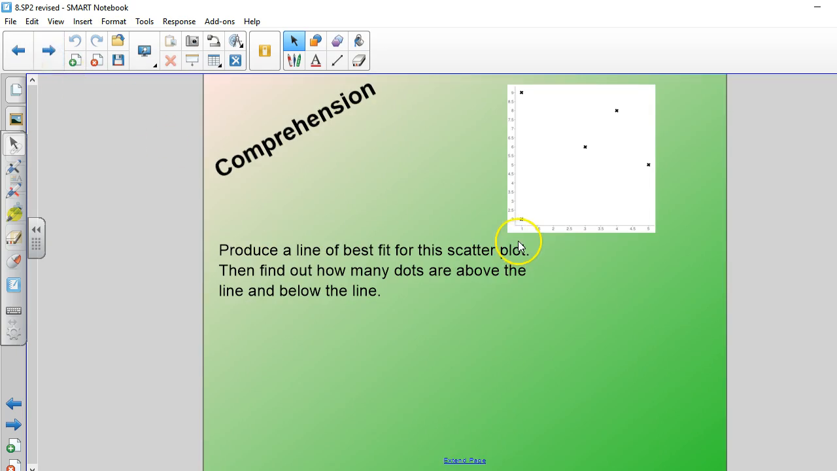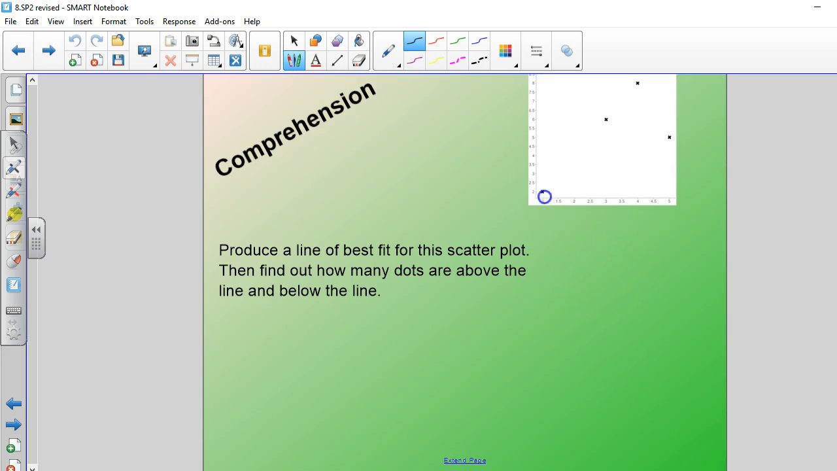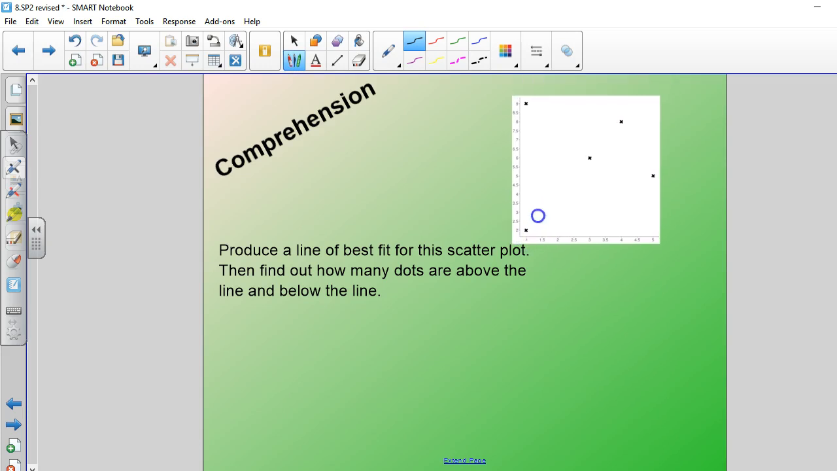If you're given a scatter plot and you're asked to produce a line of best fit, you would just look and say, okay, where's the trend? You can see here that I'm drawing a line of best fit. Oh, I'm drawing on the graph. Sorry, guys. Let's try that again.